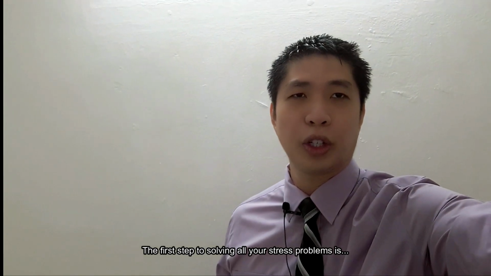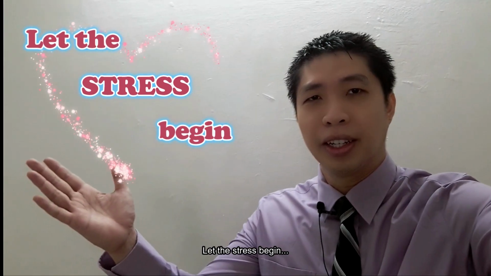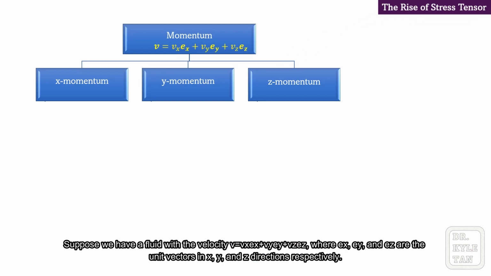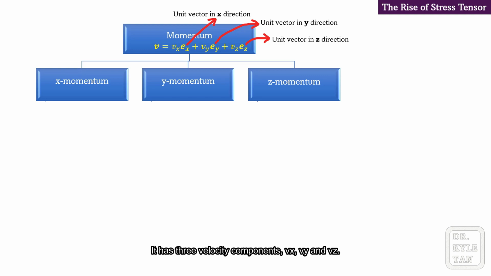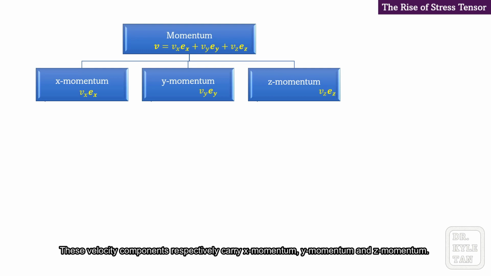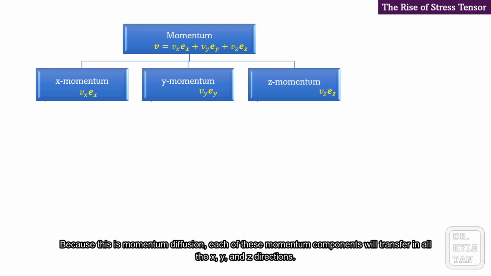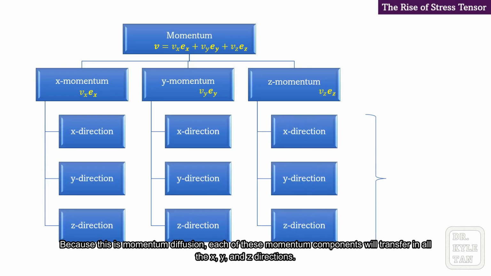The first step to solving all your stress problems is: let the stress begin. Suppose we have a fluid with the velocity v, where Ex, Ey, and Ez are the unit vectors in x, y, and z directions respectively. It has three velocity components, Vx, Vy, and Vz. These velocity components respectively carry x momentum, y momentum, and z momentum. Because this is momentum diffusion, each of these momentum components will transfer in all the x, y, and z directions.